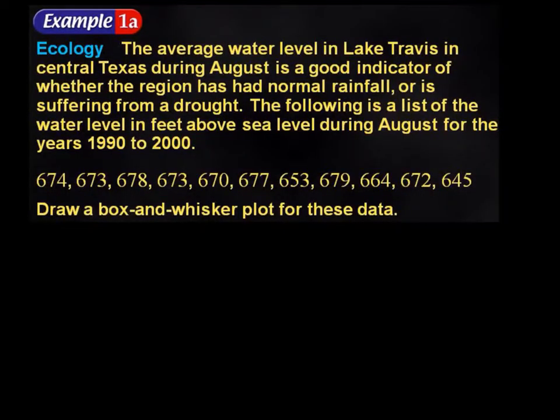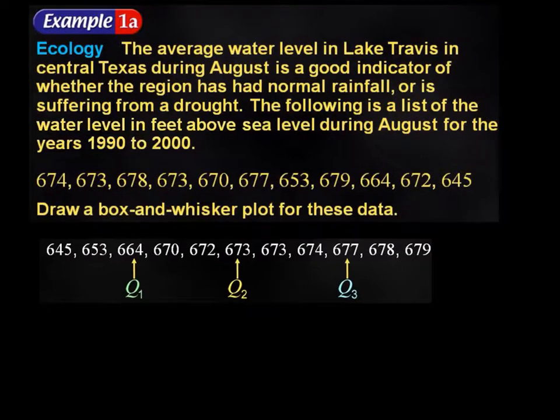The average water level in Lake Travis in central Texas during August is a good indicator of whether the region has had normal rainfall or is suffering from a drought. The following is a list of the water level in feet above sea level during August for the years 1990 to 2000. They ask us to draw a box and whisker plot for these data.